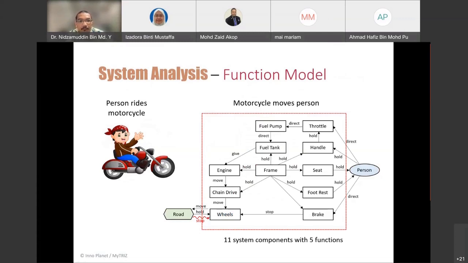In TRIZ we have a function model, and from this model, for instance, in this case, a person rides a motorcycle. To analyze the system, which is the motorcycle, which moves the person, we draw out this model and look at the interactions between the components. And then we study what is the problem, which actually is the component or the parameter that we need to look at thoroughly. So this is a very simple function model.